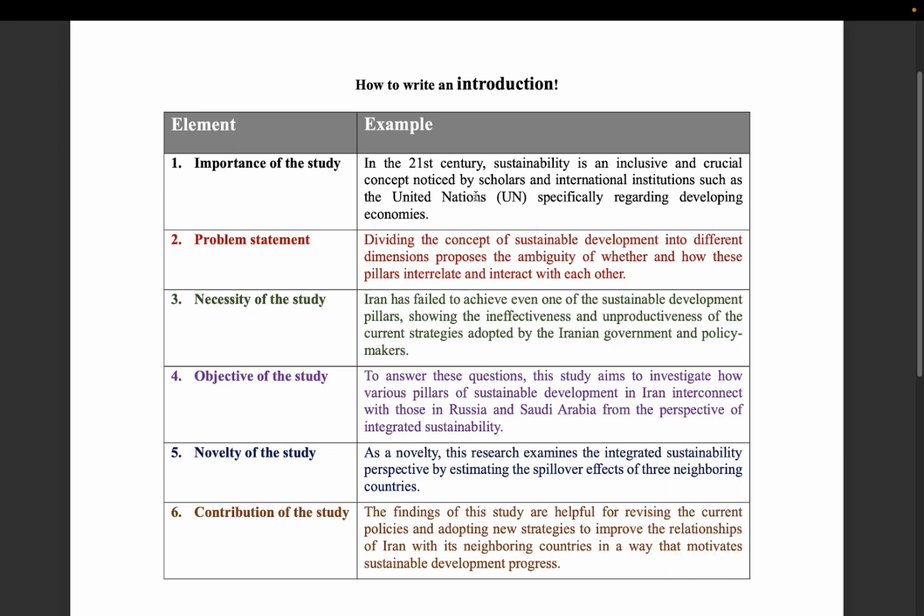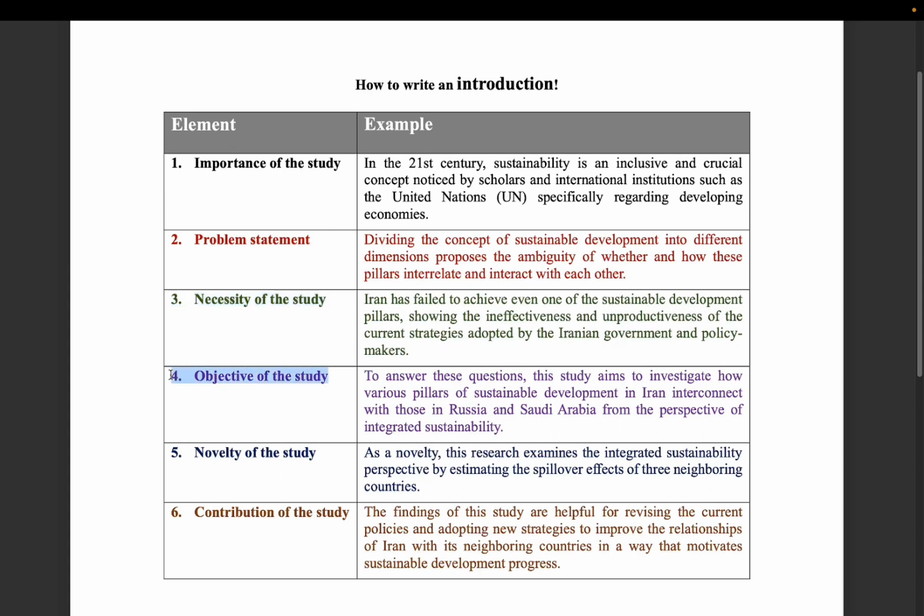This typical introduction has 6 elements. The first one is importance of the study. After that, the introduction continues with problem statement. It talks about what problem the research and the manuscript tries to resolve. After that, the third element is necessity of the study. Why the study is necessary to be conducted in this time or in this geographical sample.